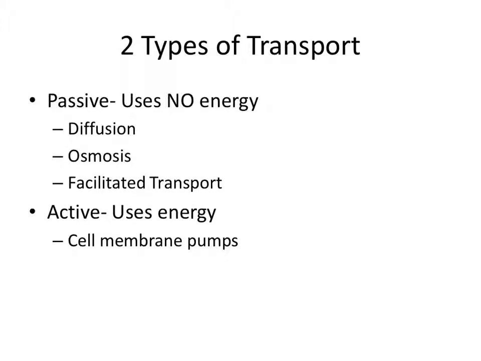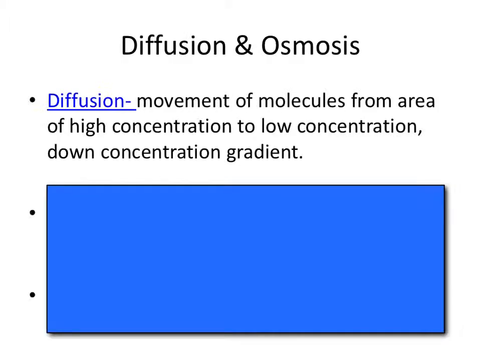And the opposite of passive is active. So these are types of transport that do need to use energy. And we're going to be talking about cell membrane pumps as items that require energy, as well as endo and exocytosis. Both of these types of transport are active transport.